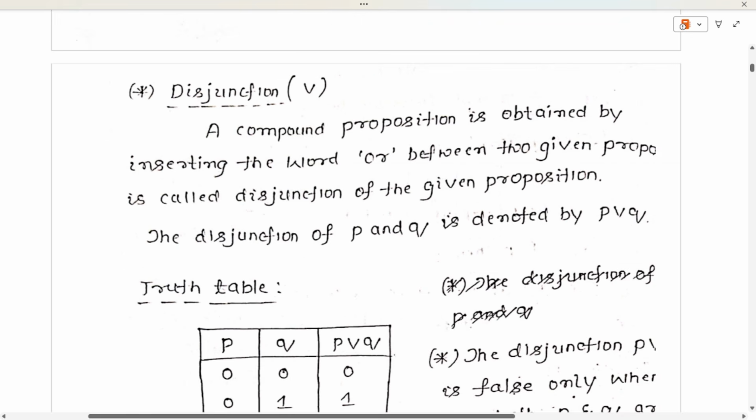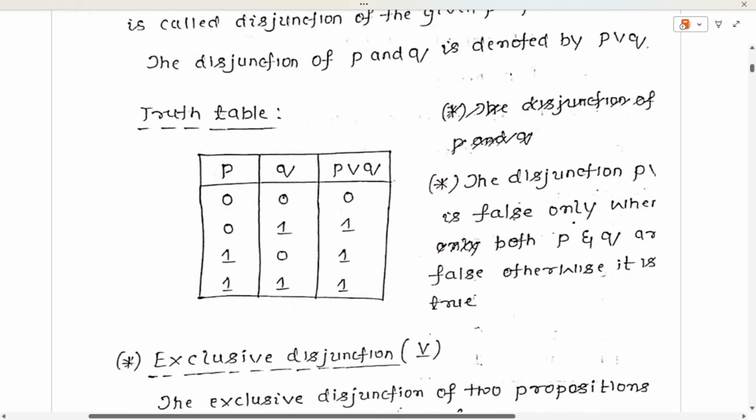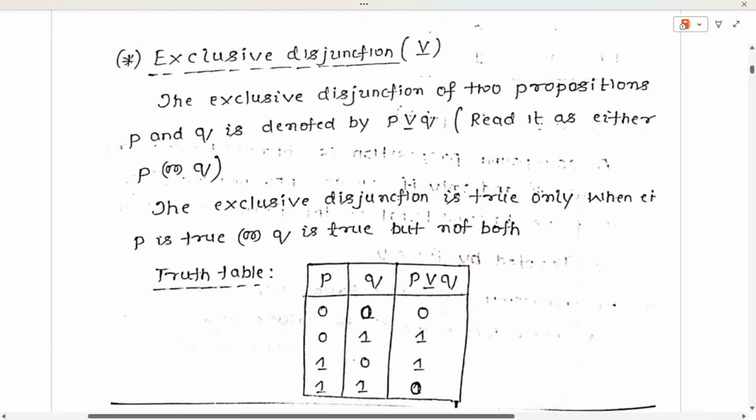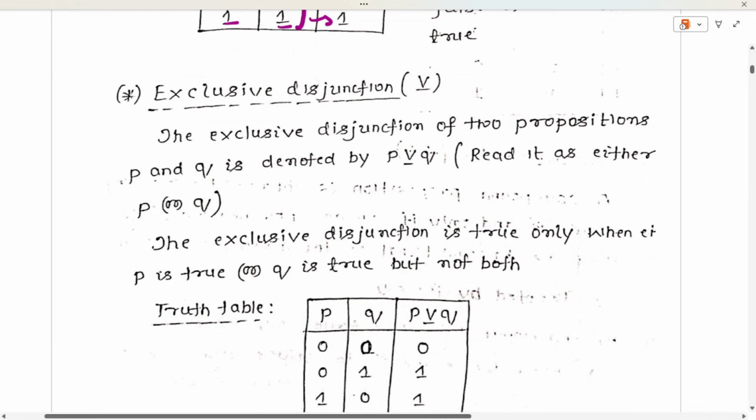Next is disjunction. Disjunction means or, between two propositions. Here also you can remember the or truth table. That means if one is true, all are true. If one input is true, the output will be true. Next is exclusive disjunction.